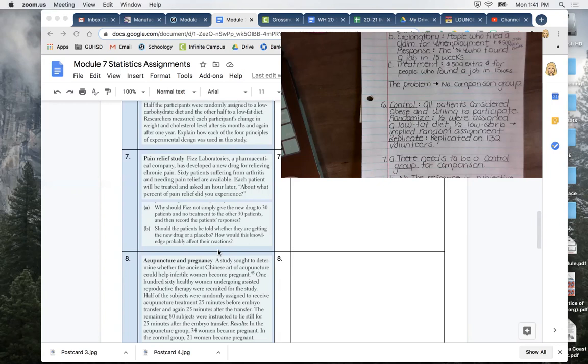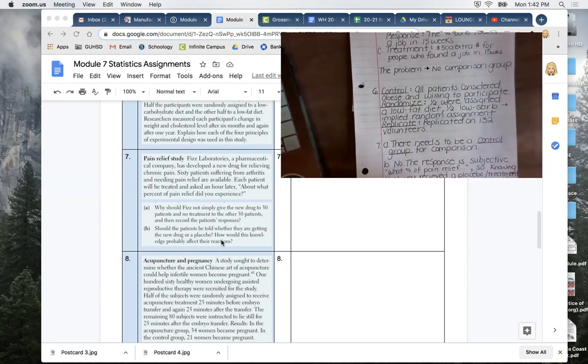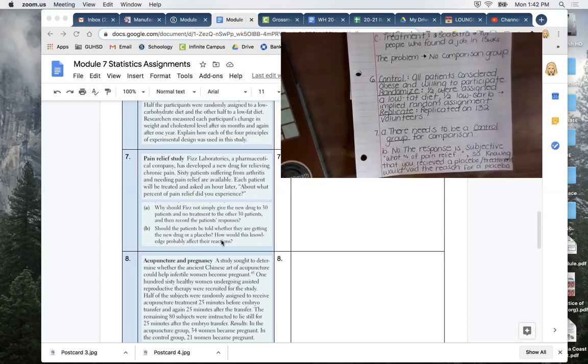A placebo being implemented. In part B, it says, should the patients be told whether they are getting the new drug or the placebo? Because that's what you would do in this one. You would introduce a placebo to be able to compare the two against each other. Should they be told that? Well, no, that completely defeats the entire idea of a placebo.